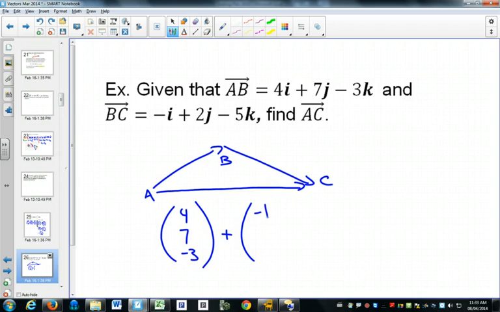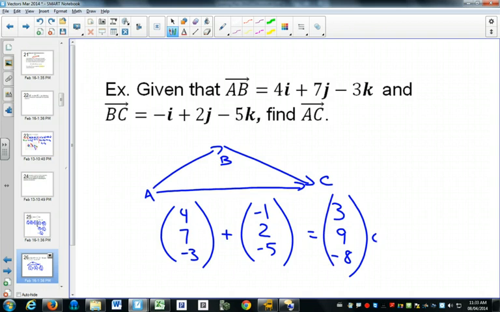And then we're going to add minus 1, 2, and minus 5. And we're going to get 3, 9, and minus 8, or 3i plus 9j minus 8k. And I might write my final answer in the same form that the question was, but for my work, I'll go to the column vectors.